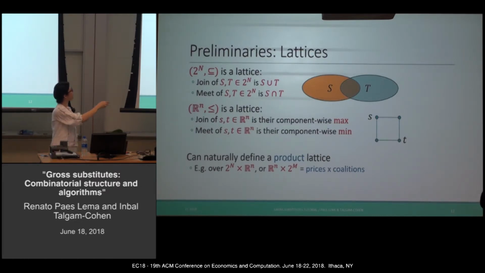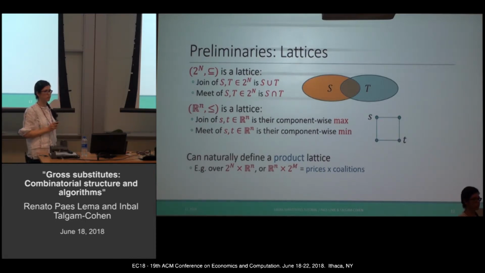Okay, another example, vectors in Rn. So here, let's say I have 2 vectors s and t. I can take their component-wise maximum, and this will be their join. I can take their component-wise minimum, this vector, and both of these will also be vectors in Rn. Okay, so that was 2 examples of lattices.